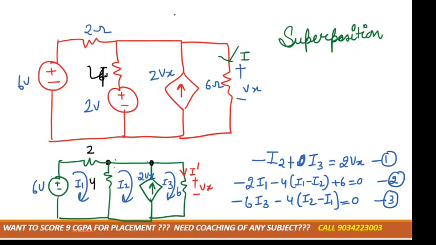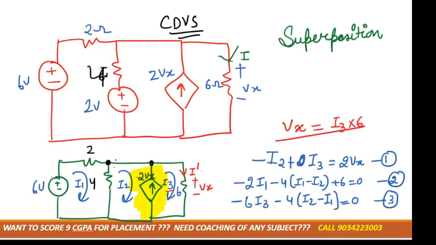Now you can see that this is which source? Current dependent voltage source. Okay, it is a voltage source dependent, so it depends on voltage. For voltage we have to make Ohm's law, that is Vx is equal to how much current is flowing? I3, and resistance is 6 ohm. So after solving 4 equations we'll get the value of I3, right? So I3 would be equal to I dash. Clear?